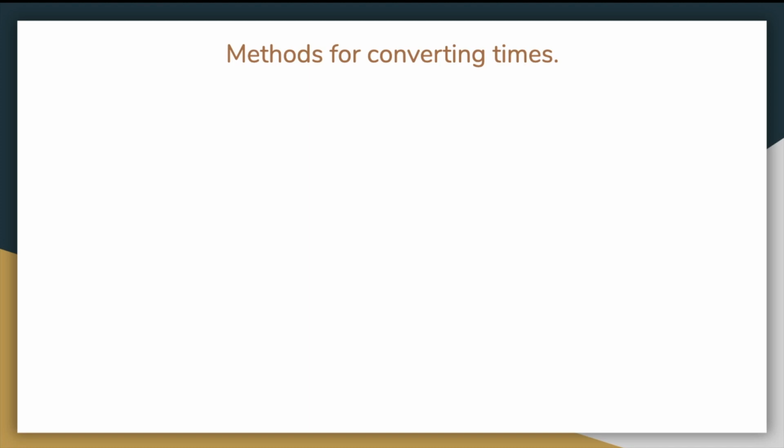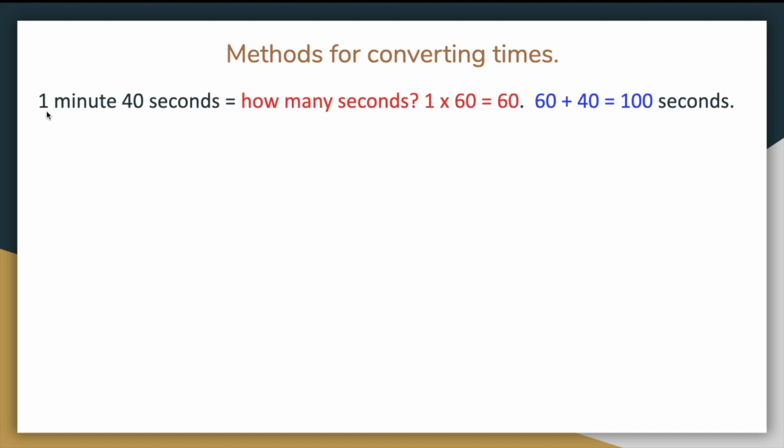Let's practice some methods for converting times. If I want to know how many seconds there are altogether in 1 minute and 40 seconds, I have to remember that there are 60 seconds in 1 minute. So I would do 1 minute times 60, which is 60 seconds. Then I can add the 40 seconds to the 60 seconds, which tells me that I have 100 seconds altogether.